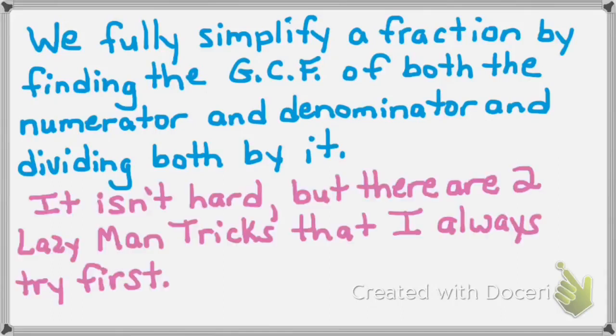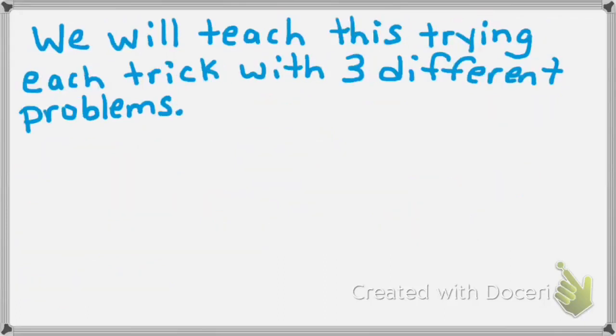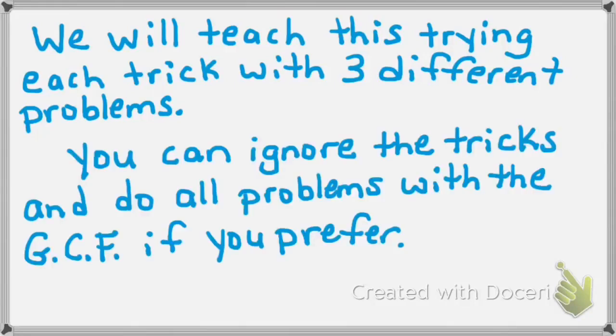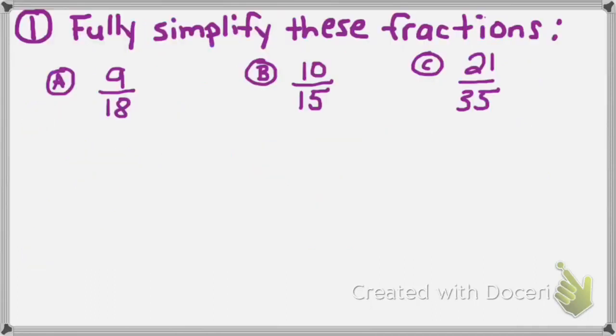It isn't hard, but there are two lazy man tricks that sometimes work. Not all the time, but sometimes work. And I think they're fast and easy tricks to try, so I always try them first. For the first example, we'll teach you this, trying each trick with 3 different problems. Please do know, however, that if you find the lazy man tricks confusing, you can ignore the tricks and do all the problems with the GCF way if you prefer.